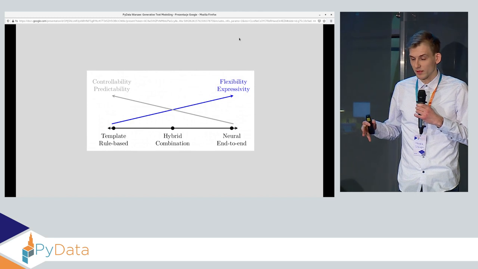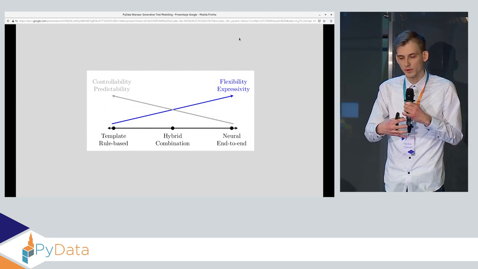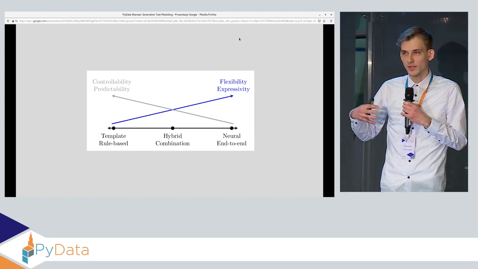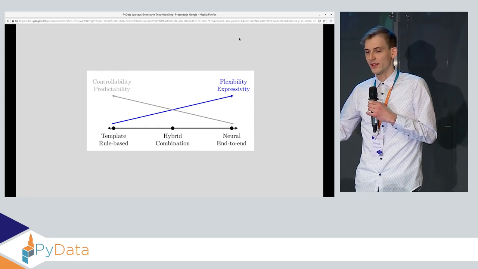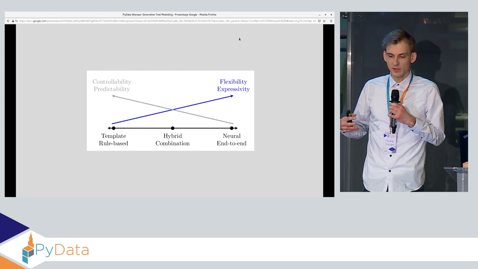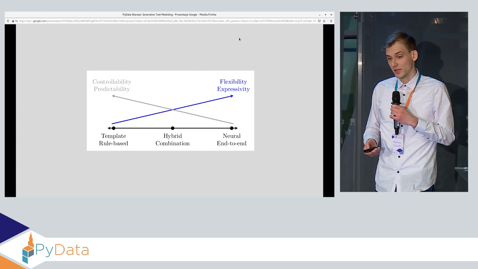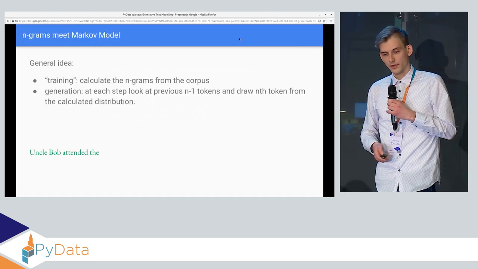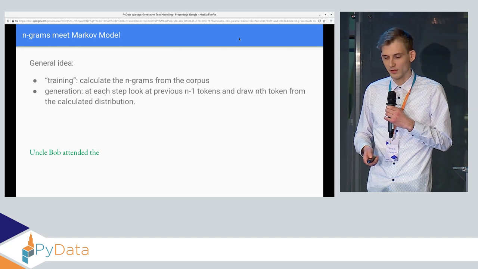There was this kind of a drawback. So if you want to have full control of what the output is, of what the model is outputting, then you'd probably create something like a template-based model. But if you want to allow some kind of flexibility, then you'd probably go for the neural or end-to-end approaches. If you want something in between, there are approaches that are called hybrid, but I won't be covering them in this presentation. So onwards to the very first model that you could have learned during your classes.